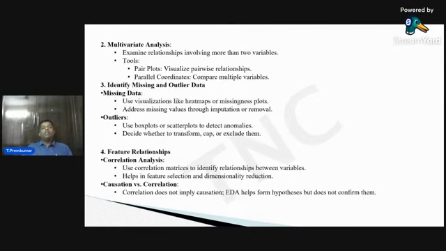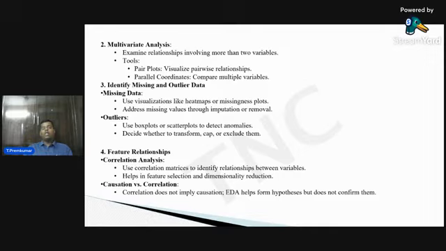And multivariate analysis examines the relationship involving more than two variables, using pair plots as well as parallel coordinates. A pair plot visualizes the pairwise relationships, and parallel coordinates compare multiple variables for the visualization process.